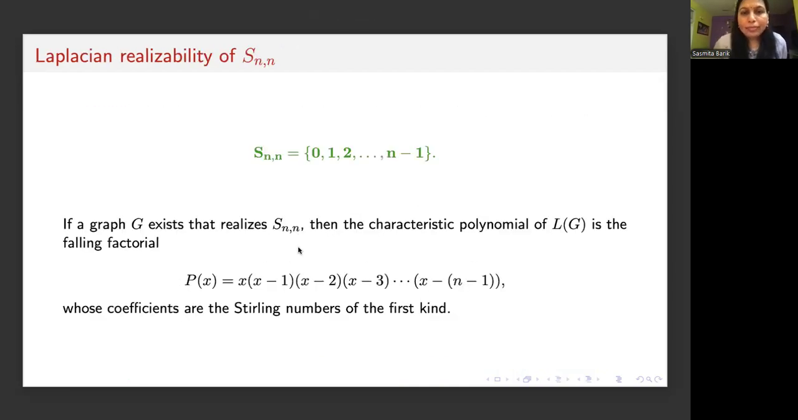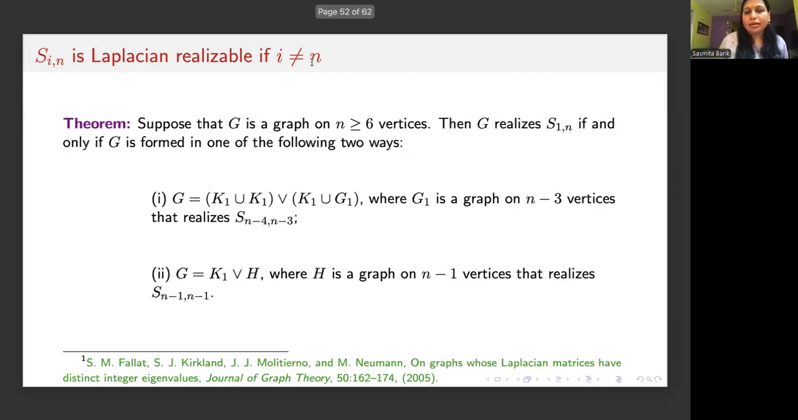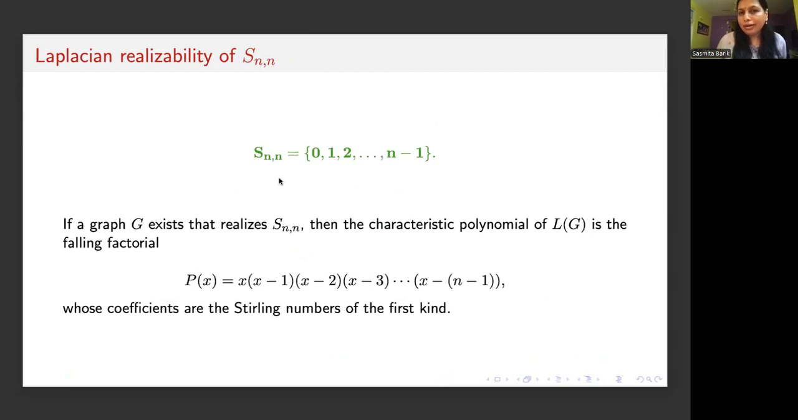Now, for i with 1 ≤ i ≤ n−1, we constructed graphs this way, right? So here S_1^n, and then here S_{n−1}^n, and then for i = 2, S_{n−2}^n. The last number that I will take is n. If i = n, then your spectrum will look like S_n^n, and that will be 0, 1, 2, up to n−1.